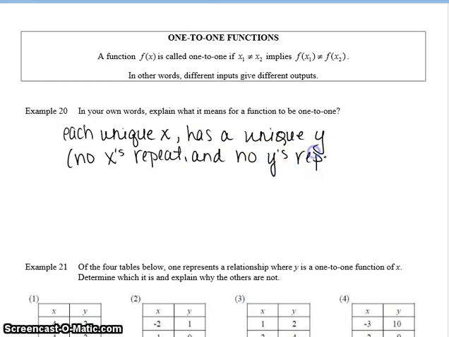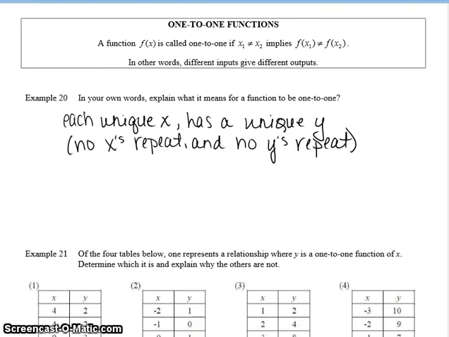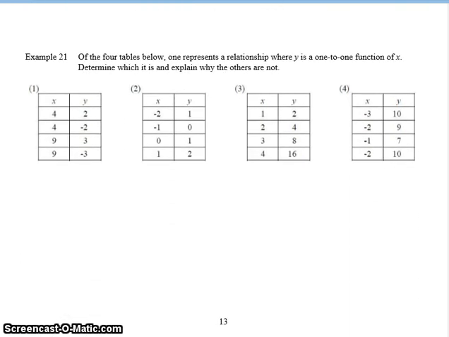Again, example 21. Of the 4 tables below, one represents a relation where y is a one-to-one function. Determine which it is and explain why the others are not. Okay, so basically, if you just go through here, you need no x's repeating and no y's repeating. So this one's definitely not one-to-one because you have x's repeating. This one's not one-to-one because you have y values repeating. And then it looks like this one down here has some x values repeating. So hopefully by process of elimination it's 3, but if you look, every single x value is unique, every single y value is unique. Okay?